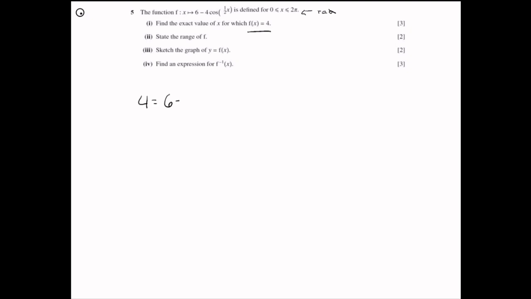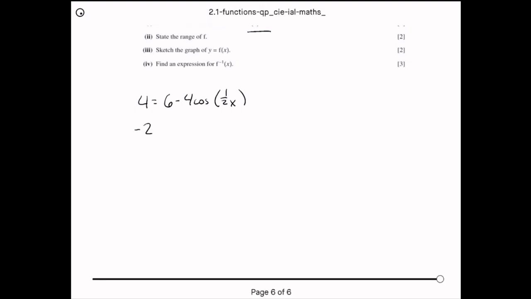4 equals 6 minus 4 cosine 1 half x. So I'm going to start with subtracting 6 on both sides. We get negative 2 equals negative 4 cosine 1 half x. And then we can divide by negative 4 on both sides. We get 1 half is equal to cosine of 1 half x. So then we'd get the inverse cosine of both sides.